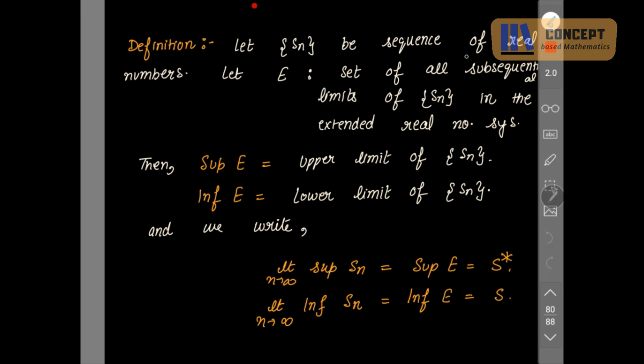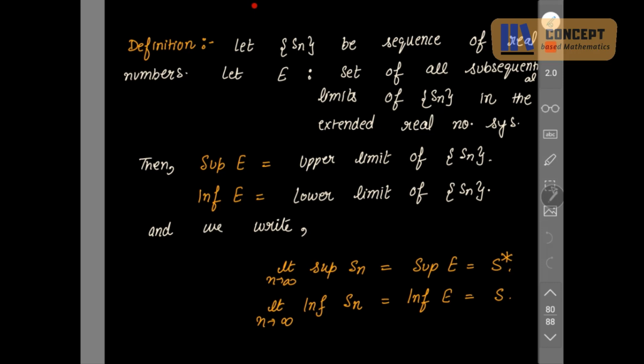And what is a subsequential limit of Sn? Suppose you have a sequence Sn and it has a subsequence Snk. If the subsequence of the sequence Sn converges to a point P, then we say that P is a subsequential limit of the given sequence Sn. So E is defined to be the set of all subsequential limits of Sn.